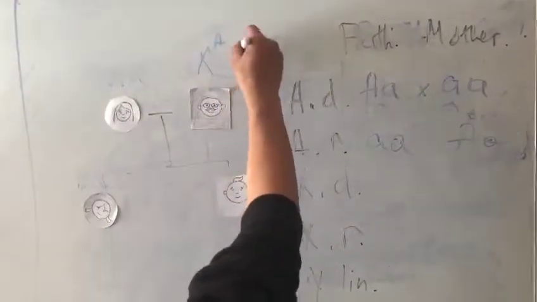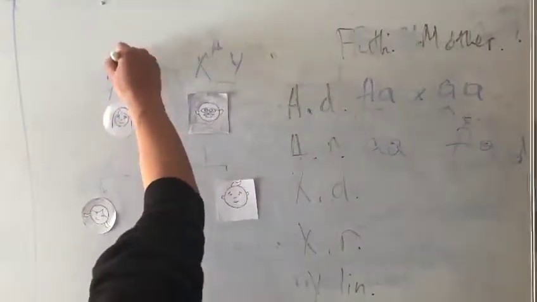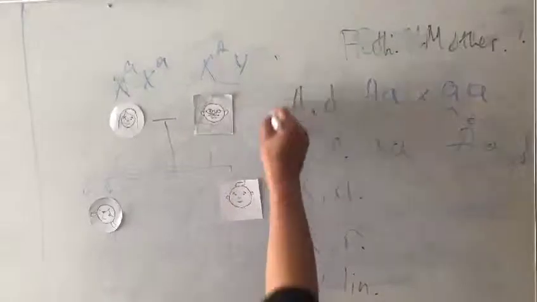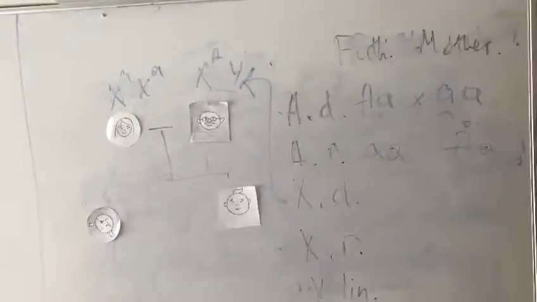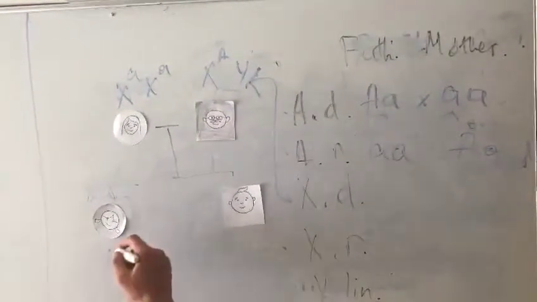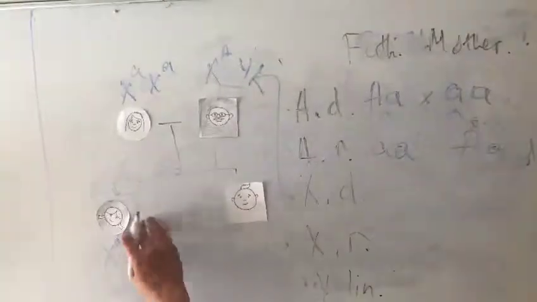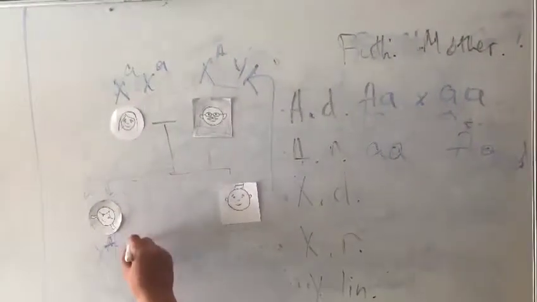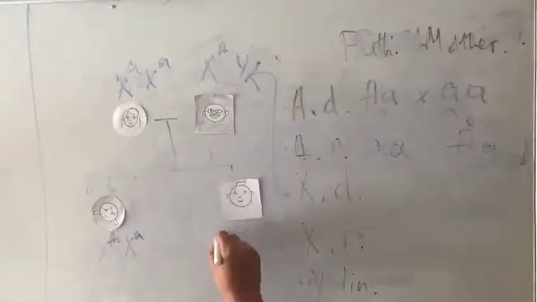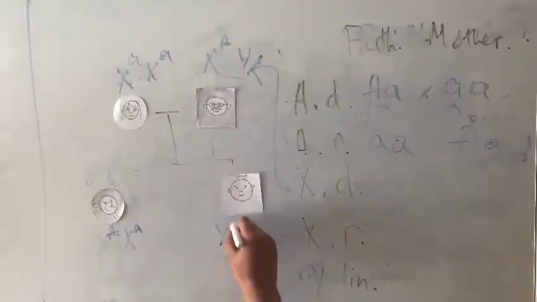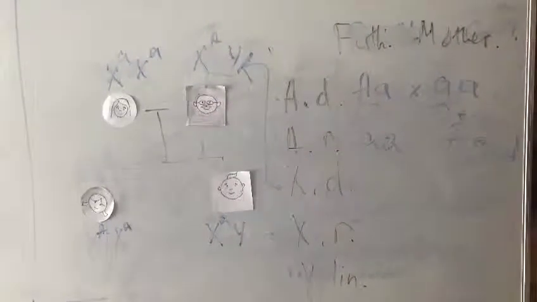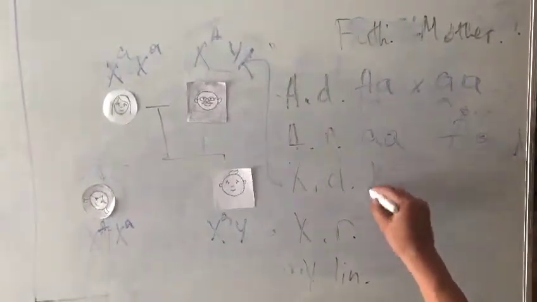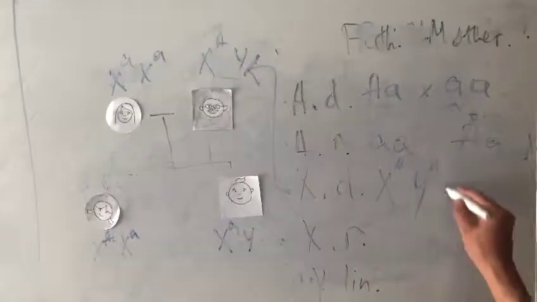To find X-linked dominant, the father's genes should be dominant and the mother's genes should be homozygous recessive. From these, the genotype of the daughter will be heterozygous, and the son's genotype is recessive. In the end, our father and daughter are dominant, while the mother and son are recessive.